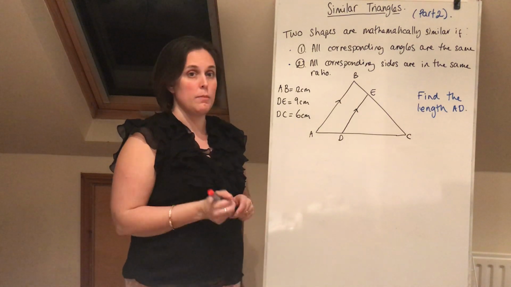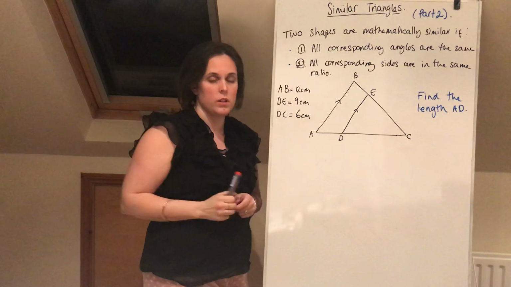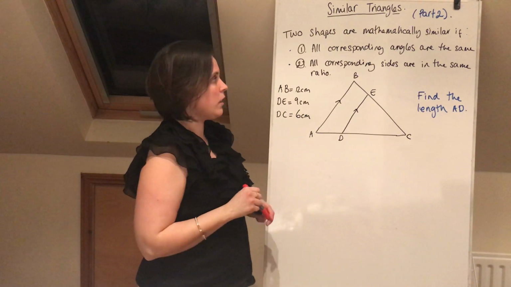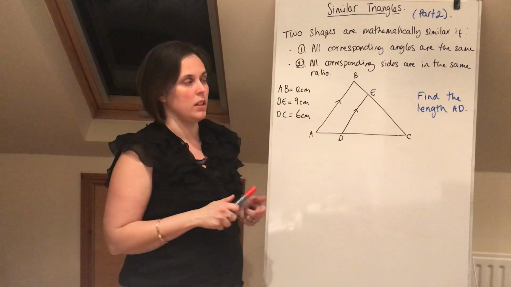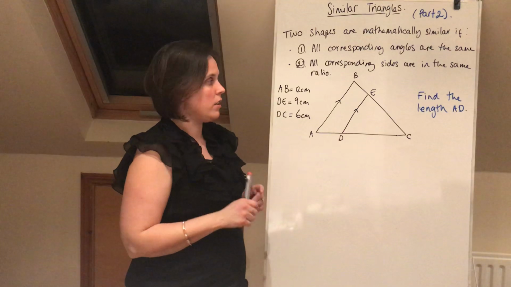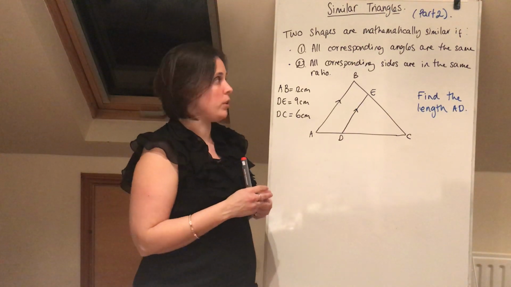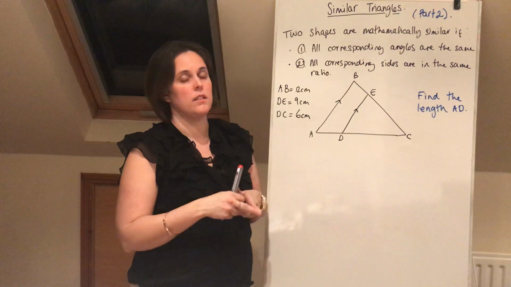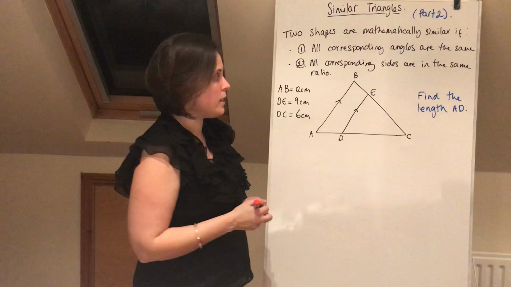So this is similar triangles part 2. I've got the same rules as in my first video on this up on the board: the corresponding angles being the same, corresponding sides in the same ratio. And if you remember from my last video, I said that if you've got similar triangles, then you only need to prove either the angles or the sides, and then the other condition will also be true, and we know that they're similar.